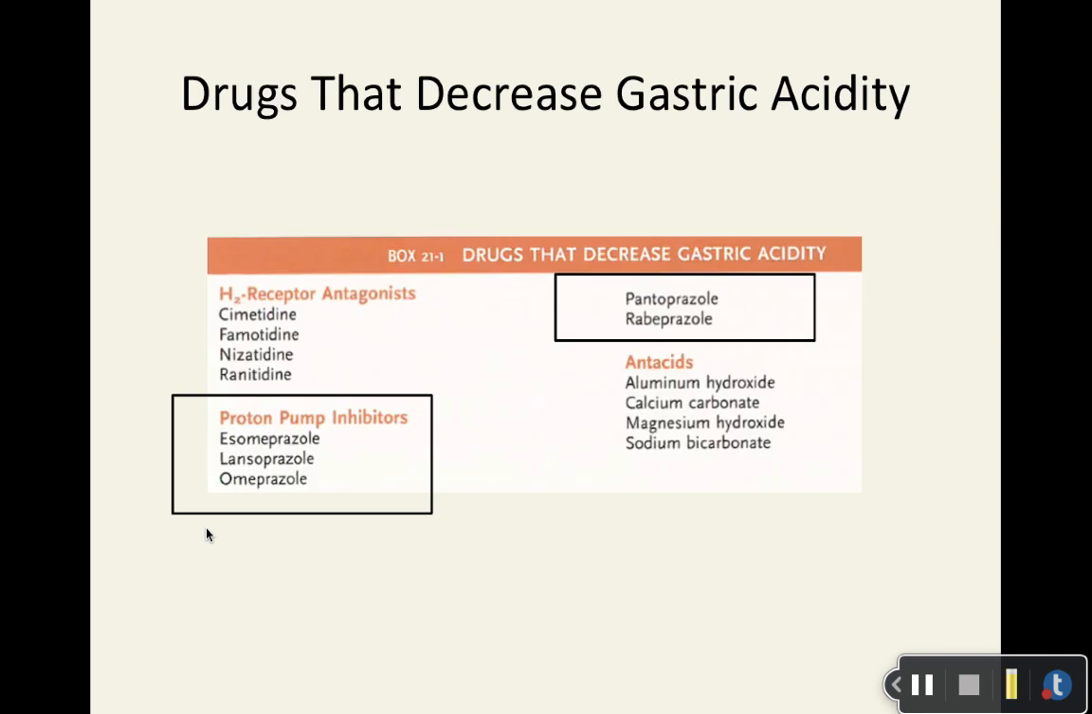Going on now to the PPIs, which are the proton pump inhibitors, very popular drugs. Some people jokingly call them vitamin P. You'll hear that sometimes in the hospital. They used to say it on my rotations and stuff.